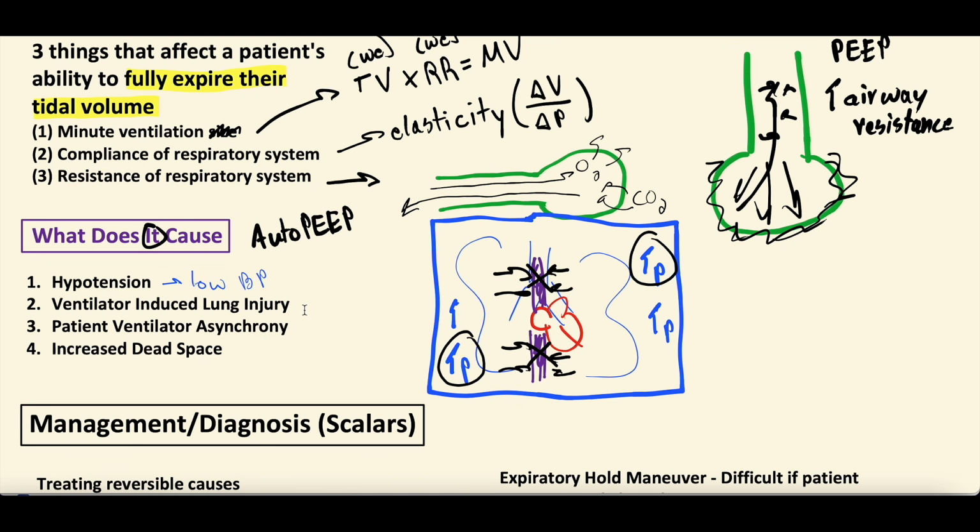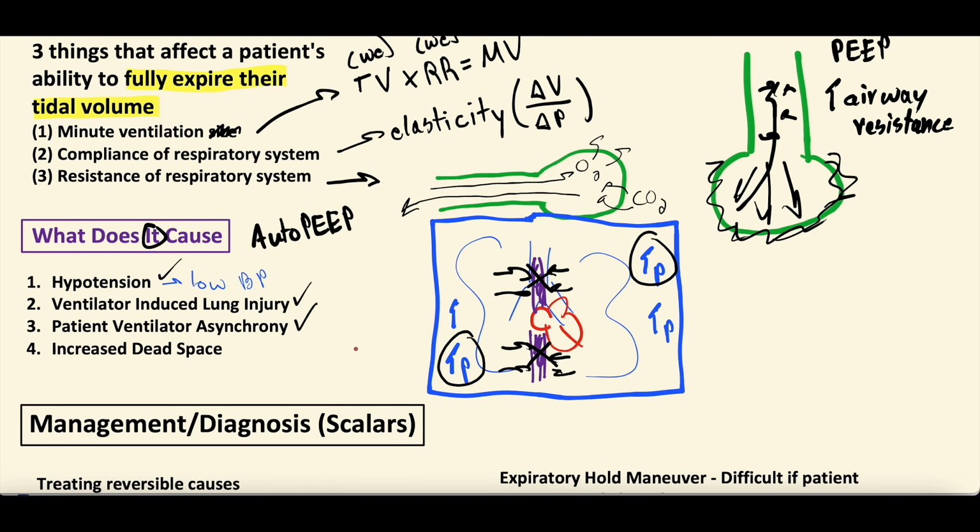It also is really uncomfortable for the patient. So it can cause patient-ventilator asynchrony or desynchrony. And you could picture, right, that every single time the vent's pushing a breath in, the patient doesn't have time to push the air all the way out until the vent gives them another breath. And you can picture that over time that becomes very uncomfortable for the patient.